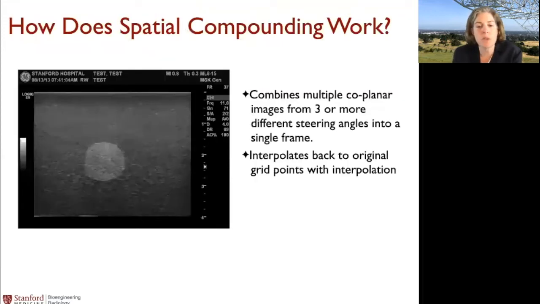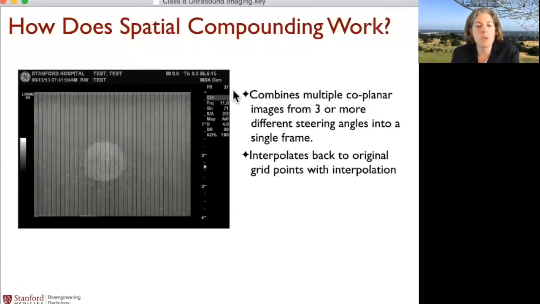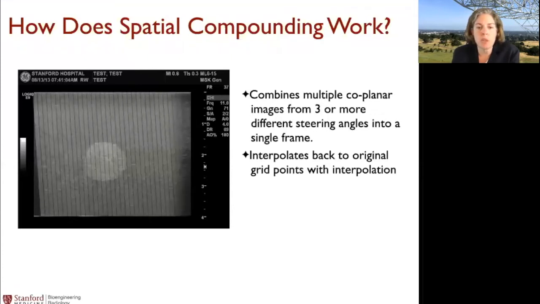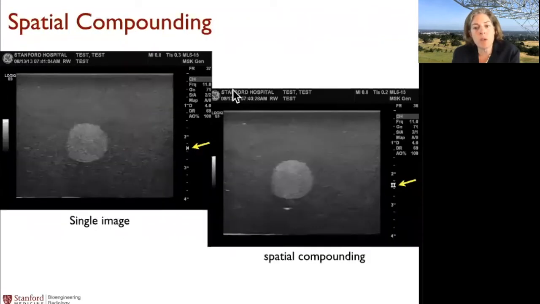Okay, so that's how spatial compounding works. We're going to get the same data, and we're going to manipulate the data differently. You could do it on the transmit side by getting 3 separate images. That would reduce your frame rate. You could do an image here and an image there. That would reduce your frame rate, as I mentioned.